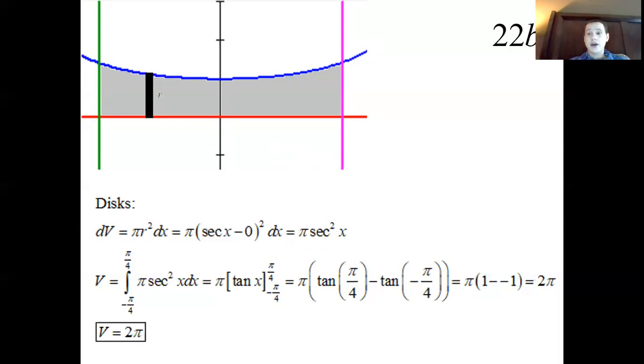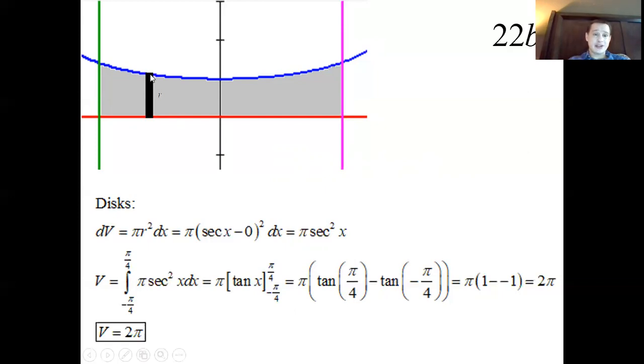Disks is fine. You can think of disks as a special case of washers. What's a disk in terms of a washer? Well, a disk is a washer where the inside radius is just 0. You're not taking out anything. So it's just pi r squared, basically. I'm going to use little letter r. Again, big R, little r, doesn't matter, just the concept. It's the exact same idea, though.